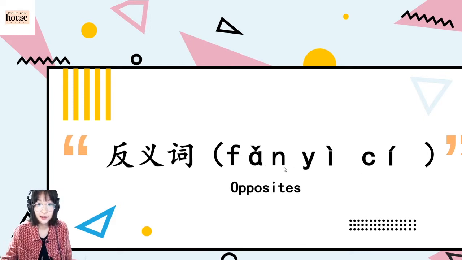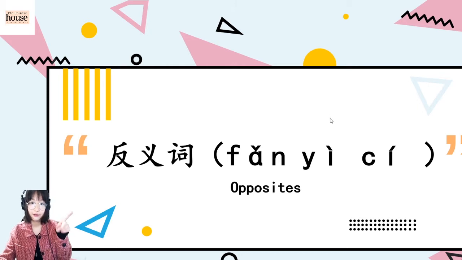反义词, which means opposite word. 反 means different, opposite. 义 means meaning. 词 means word. 反 third tone, 义 first tone, 词 second tone, 反义词.